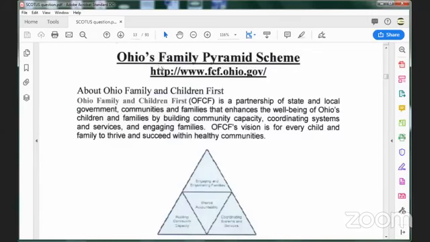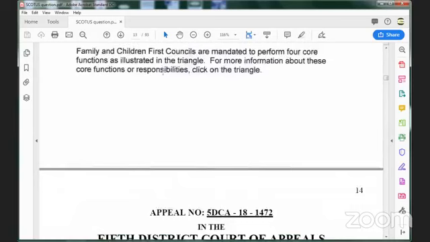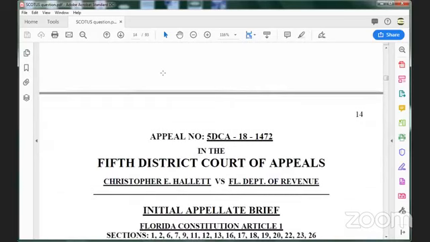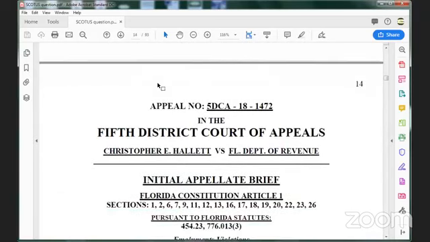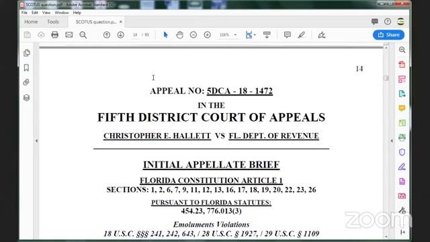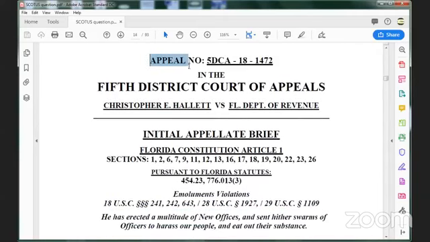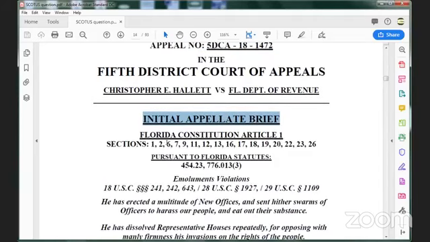significantly by now. Some of these pages have actually gone away, literally gone away. And of course, this is starting with the 5th District Court of Appeals, the document, the initial appellate brief that led to me getting the mandate, right?